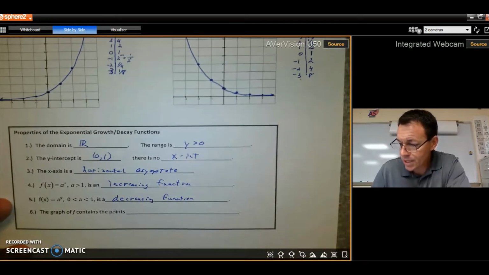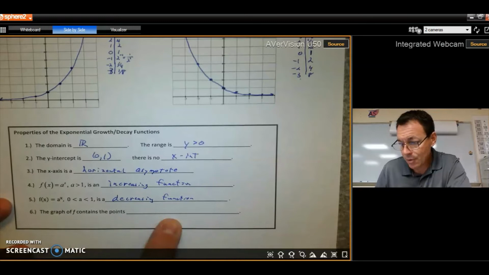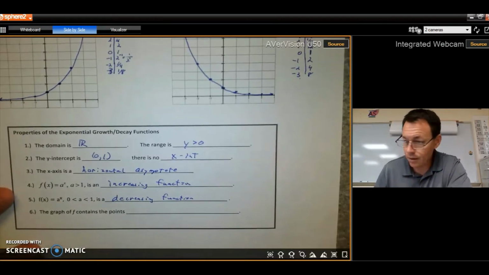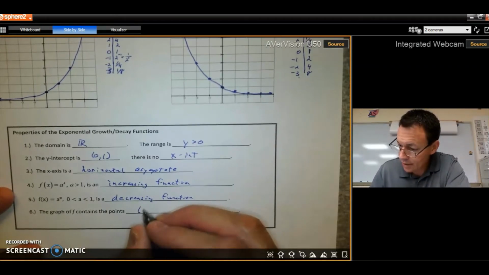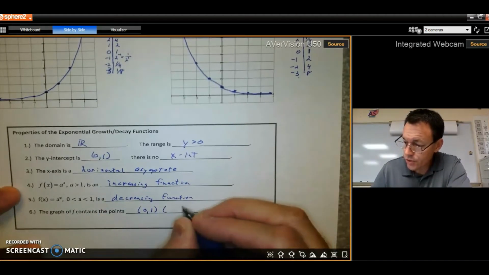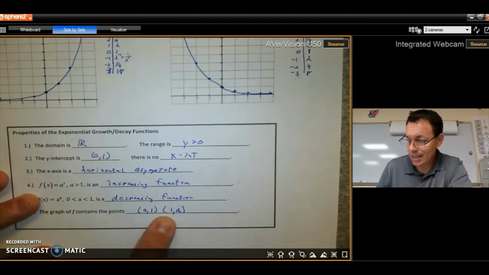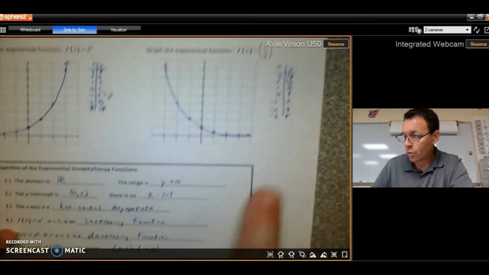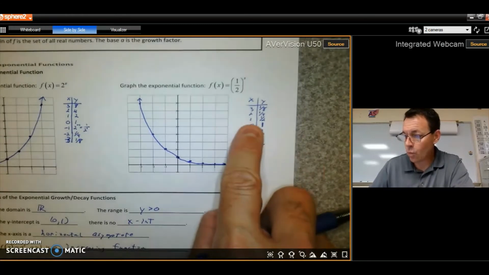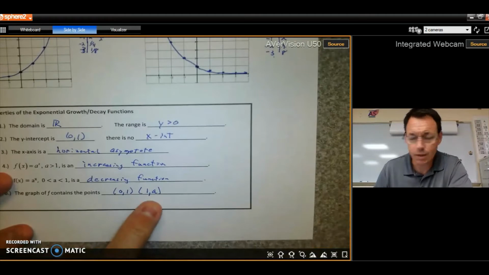And the graph will always contain the same points. If we write it generically using these bases of A, then the same 3 points are going to be on every single parent graph. Okay, you're always going to have 0, 1. You're always going to have 1 and then the base. Okay, because anything to the first power just stays the same. So when my base was a 2, I had the point 1, 2. When my base was 1/2, I had the point 1, 1/2. But that is the base. That's going to be important to help us graph these.